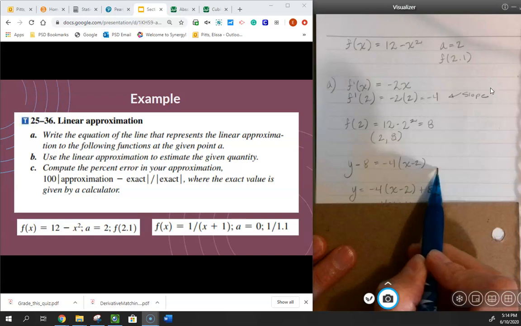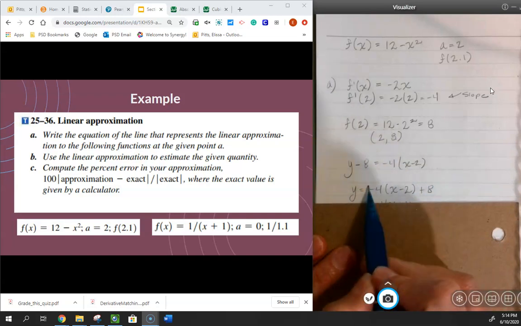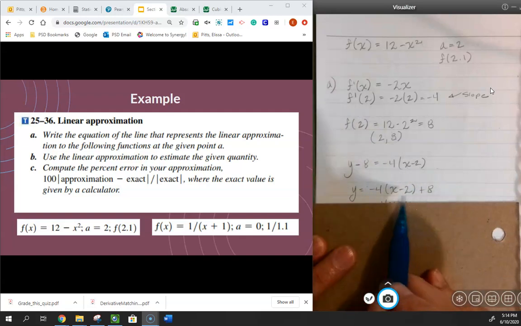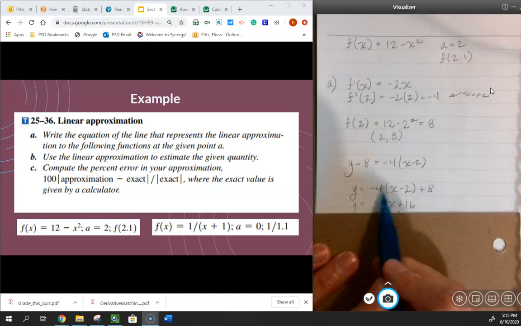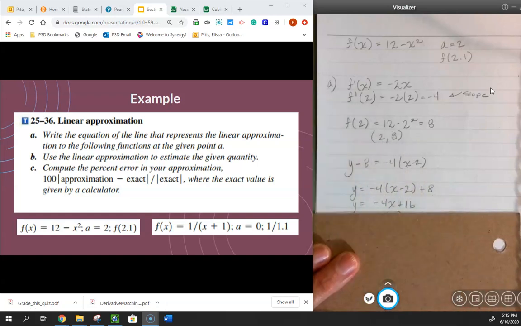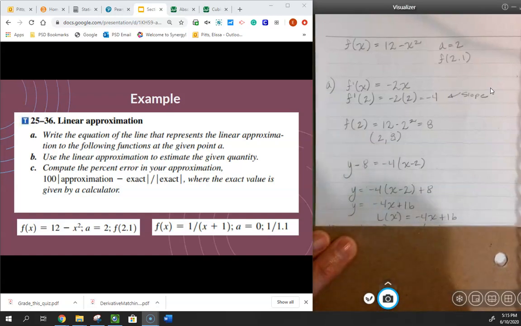Then do some arithmetic. I added 8 to both sides. In the book, this 8 came first, but it doesn't matter if you put it at the front or at the end. Then just do some algebra, distribute your negative 4, and combine, and you get negative 4x plus 16. This is what they're going to call L of x. That's the linear approximation to the function at that x value, a equals 2. So then it says use the linear approximation to estimate the given quantity.